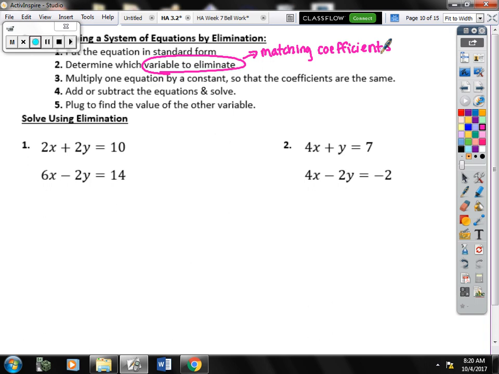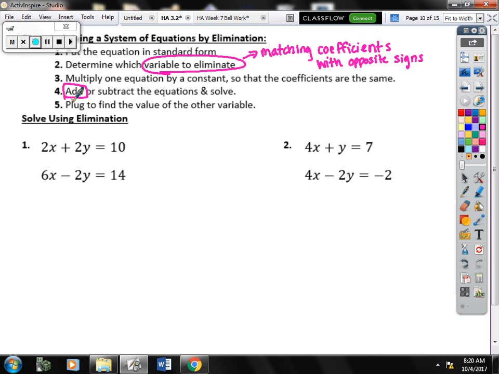Now, if you do matching coefficients, but you have them with opposite signs, so one's a positive 3, one's a negative 3, that's going to make your problem a lot easier, because then you would have to just add the equations. Sometimes when students subtract the equations, they forget to distribute a negative, and they make a mistake. So my suggestion is to get matching coefficients with different signs. Let's say with opposite signs. If you do it that way, you will always be adding, and you'll be less likely to make a mistake.